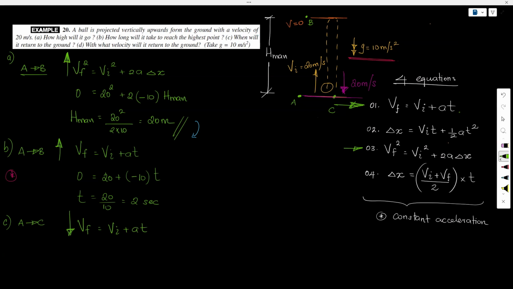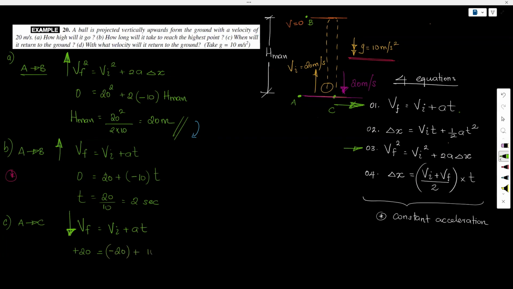The final velocity is at point C, because C is the final point, and the velocity is pointing downwards. Now I'm considering anything in the downwards direction as positive. So for final velocity, I'm going to put plus 20. Initial velocity is pointing upwards, at point A, and since I'm considering downwards as positive, that is going to be minus 20.